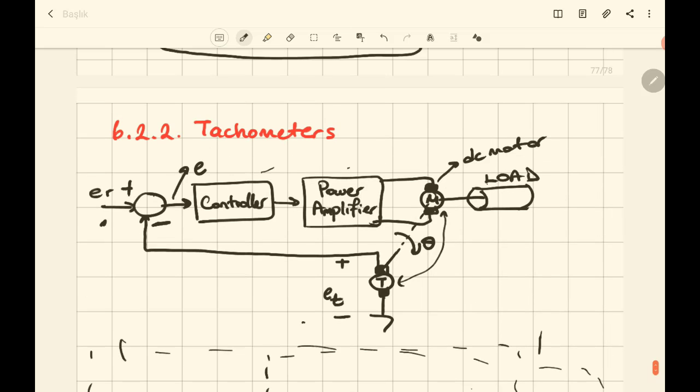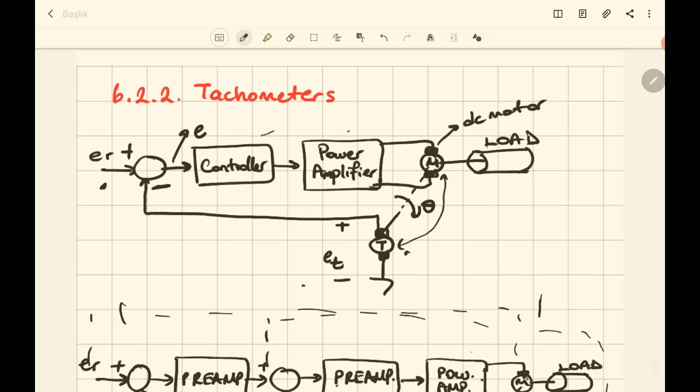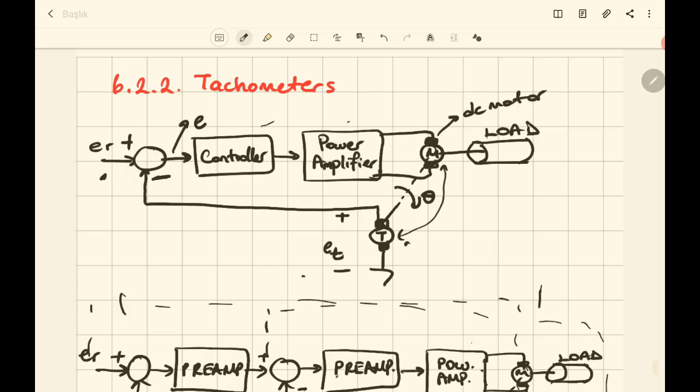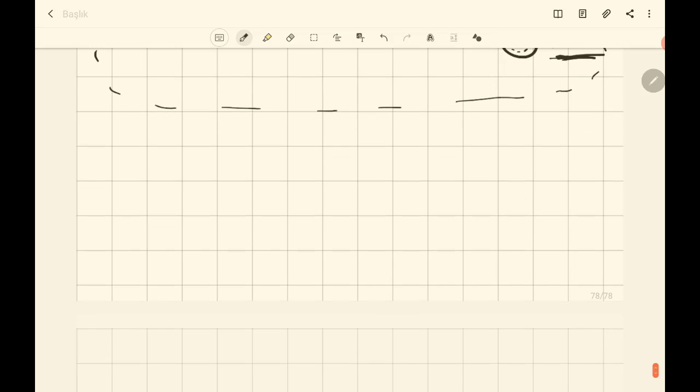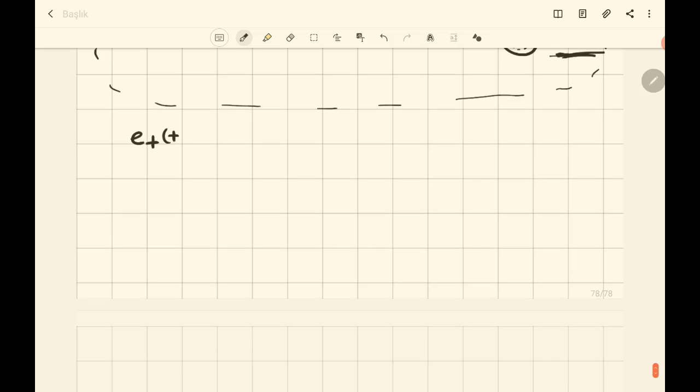But as given before, here we have another configuration. In this diagram, the main purpose is to control the velocity of the motor, and we have only one measurement, with the tachometer, so the accuracy of the measurements with the tachometer is very important. Let's continue with the mathematical model of the tachometer.